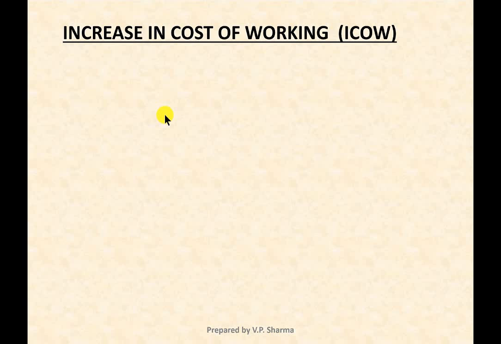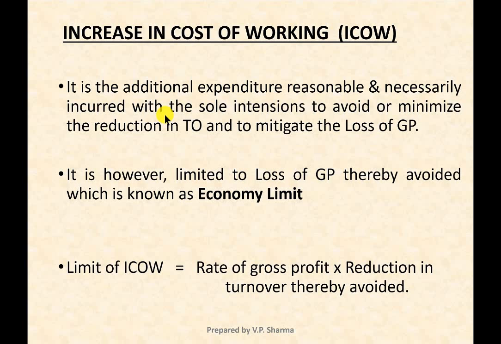Now we have already discussed increased cost of working, we call it ICOW. This is the additional expenditure reasonably and necessarily incurred with the sole intention to avoid or minimize the reduction in turnover and to mitigate the loss of gross profit. Now this is very important. There are two things. One is the additional expenditure to be incurred after the loss. That means during the indemnity period, if the insured incurs some additional cost which is reasonably and necessarily incurred, what is the sole intention? With the sole intention of avoiding or minimizing the reduction of turnover. That means indirectly you are incurring some expenses to mitigate loss of GP. Then only it is paid.